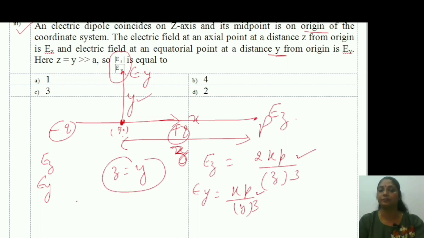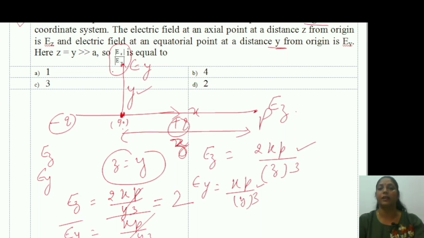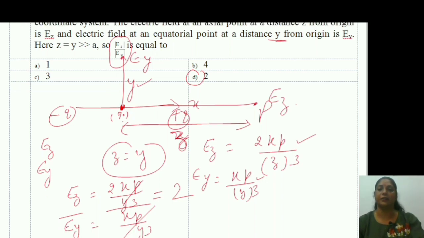Ez becomes twice Kp by y cube, if z equals y, so in place of z you write y cube. And Ey is Kp by y cube. So Kp by y cube and Kp by y cube cancel, and the ratio becomes 2. So which option is correct? 1, 3, 4 and 2. Yes, option D is correct. The answer is 2. In this way you solve this question. Hope it's clear to all of you.